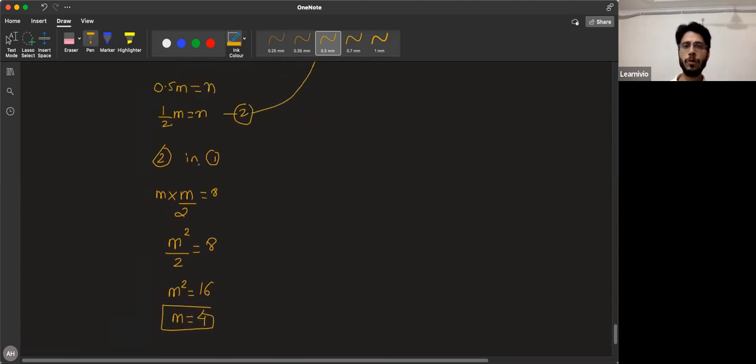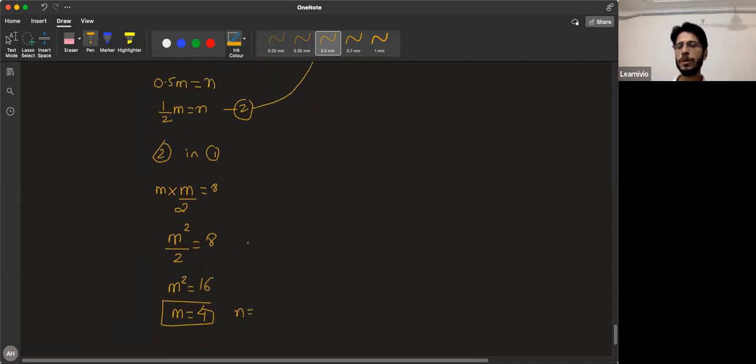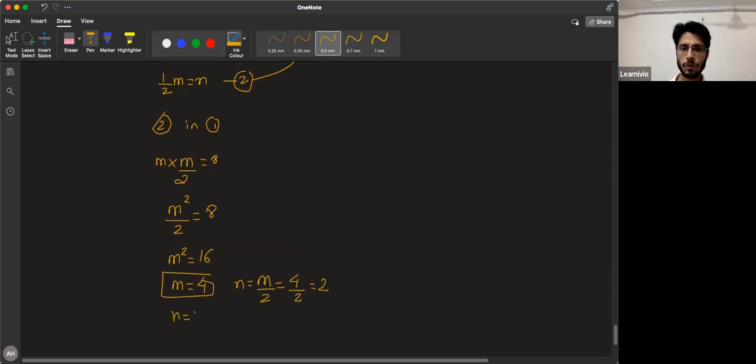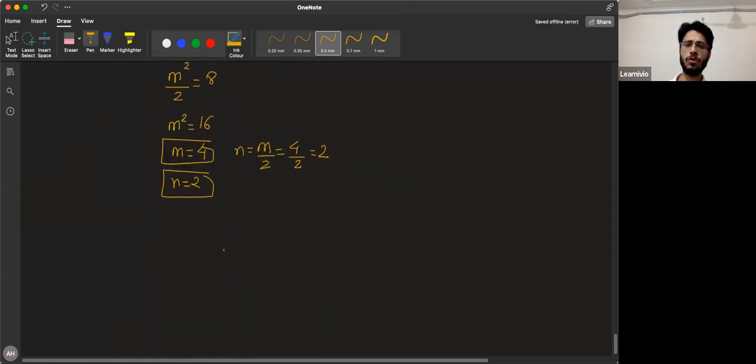Now you have M, you can easily calculate N. What's the relation between N and M? How will you calculate N? Sir, 8 equals M into N. N is M by 2, right? From this equation, it will be 4 by 2. So your N is equal to 2. Once you have M and N, you can substitute these values here and get the value of current.